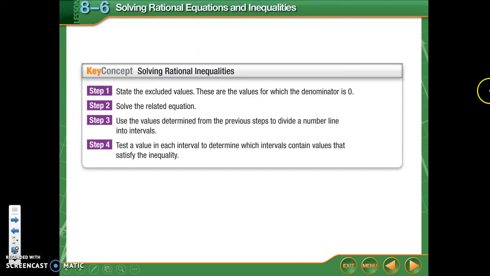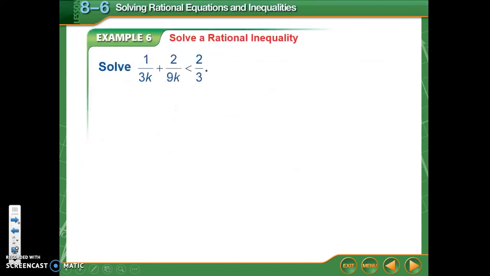All right, last but not least for the first part of this section is solving rational inequalities. So there are 4 steps here. Step 1 is to find my excluded values. So what x values make my denominator 0? Then I solve the related equation, so I turn it into an equation and basically do what we just did, find the solutions. And then the excluded values and the solutions of the equation, I use those to divide a number line into intervals, and then I have to test a value in each different interval to figure out which intervals are true and false. This is kind of like what we've done before. So let's look at this first example.